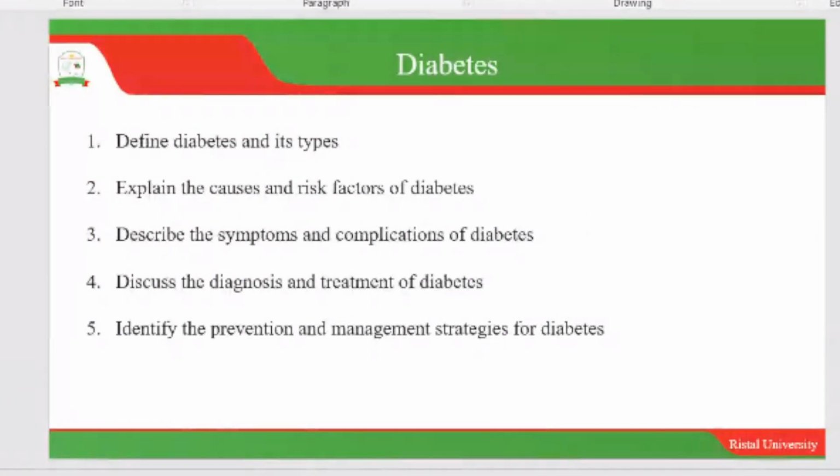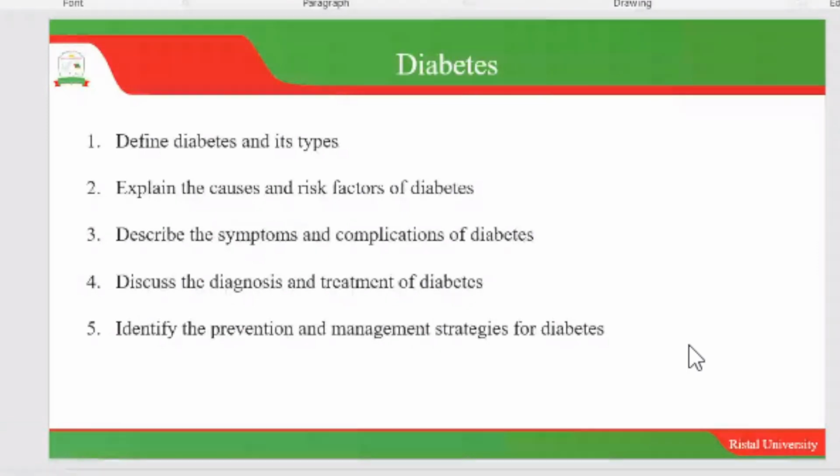So by the end of these sessions, you should be able to define diabetes and its types, explain the causes and the risk factors of diabetes, describe the symptoms and the complications of diabetes, discuss the diagnosis and the treatment of diabetes, then also identify the prevention and management strategies for diabetes.